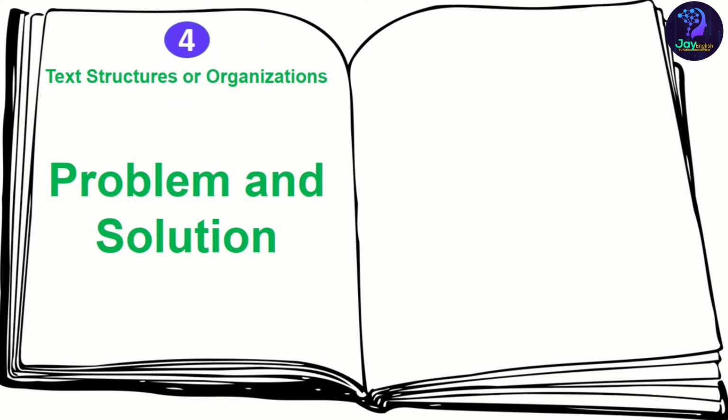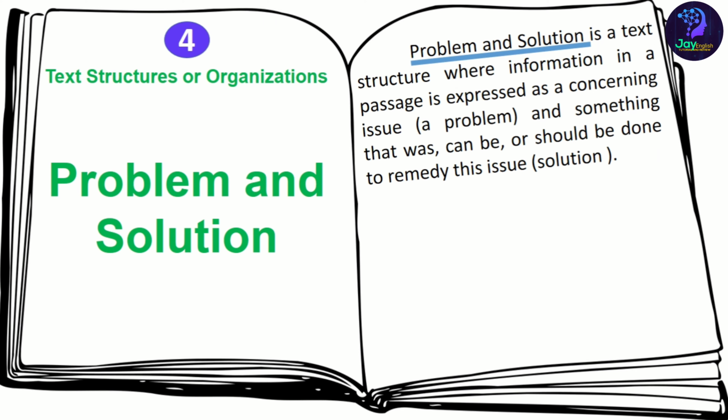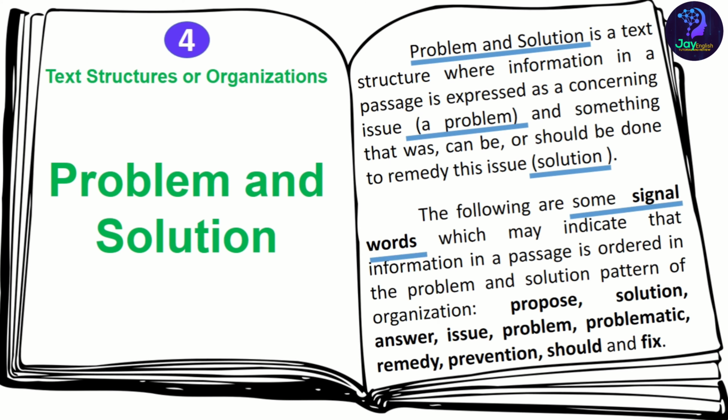Let's now go to the last structure, which is problem and solution. Problem and solution is a text structure where information in a passage is expressed as a concerning issue, that is the problem, and something that was, can be, or should be done to remedy this issue is the solution. The following are some signal words which may indicate that information in a passage is ordered in the problem and solution pattern of organization.